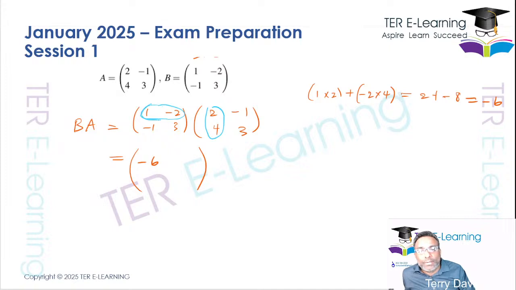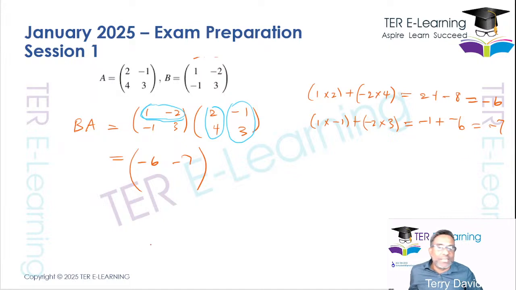Then we're going to take that same row, but this time you're going to multiply by this column here. So this is going to be 1 by -1, plus -2 by 3. This is going to be -1 plus -6, so that's -7. Just double check my answer if you're getting anything different.